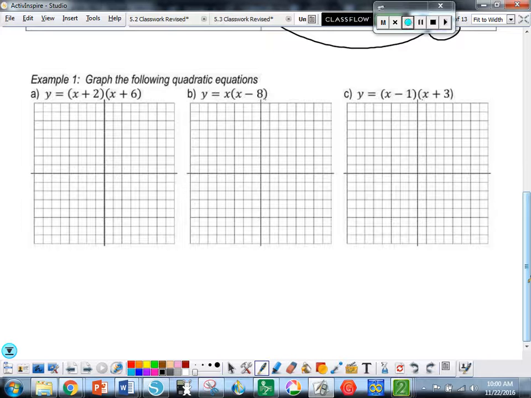Let's try part A. On your own, get as far as you can. Find the intercept, find the axis of symmetry, see if you can find the vertex. See how far you can get on part A.